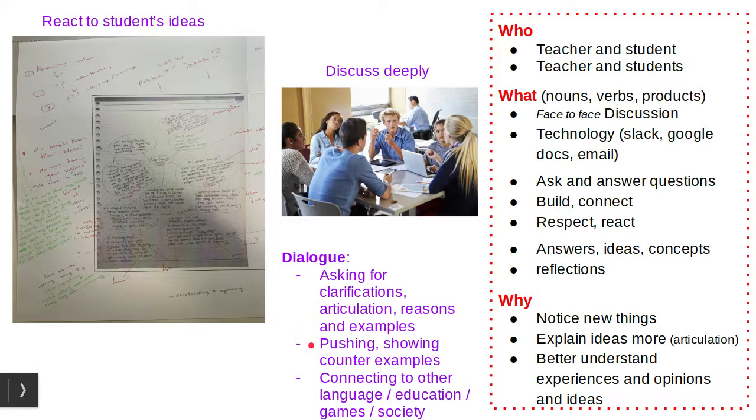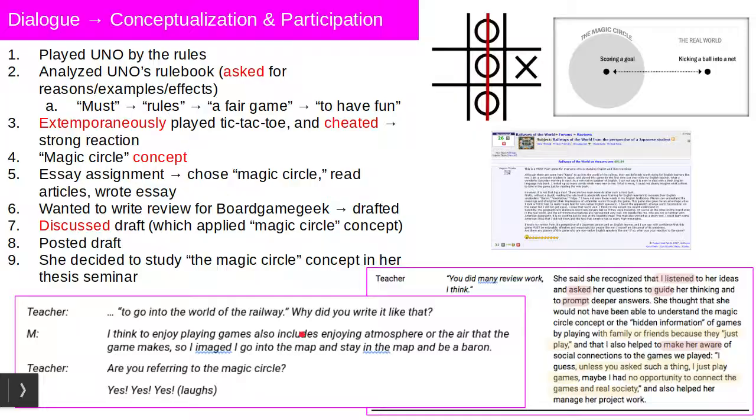I have to push them sometimes, right? And show them counter examples to the ideas that they shared. I use dialogue that way. And also connecting to other aspects of language, maybe in their first language, second language, about education and learning, different games, and also elements of society, right? So there's this dialogic space.